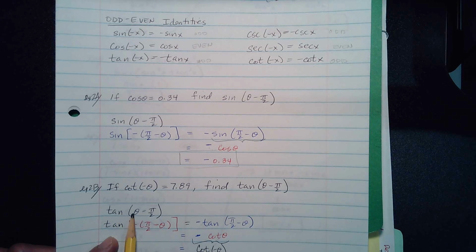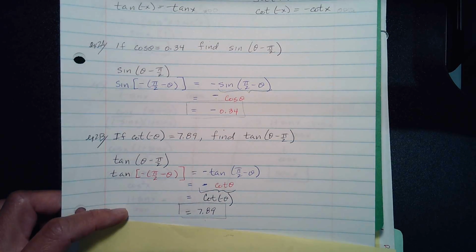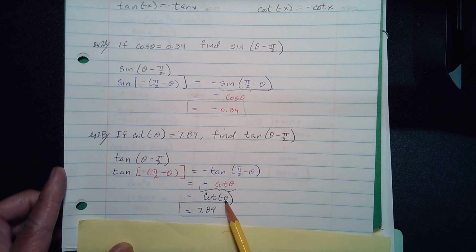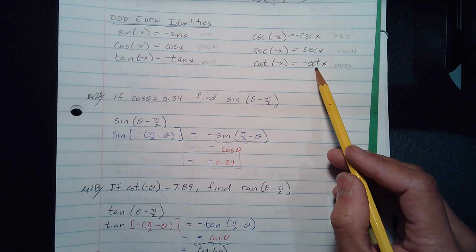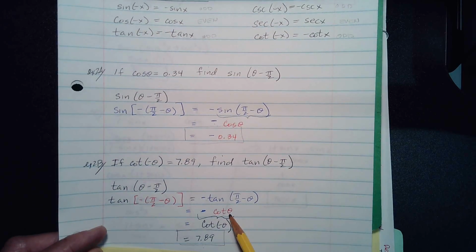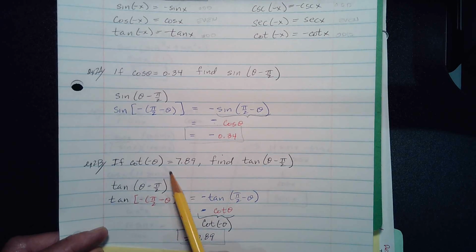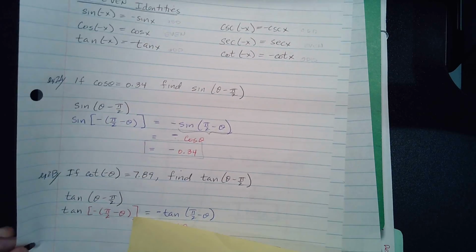So tangent of theta minus pi over 2 is 7.89. Okay, so again, this negative cotangent theta is right here. It equals cotangent of negative x. So I just substituted, and we already know what this is because it was given to us. So that's example 2.